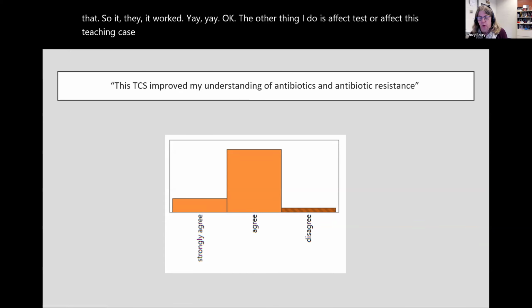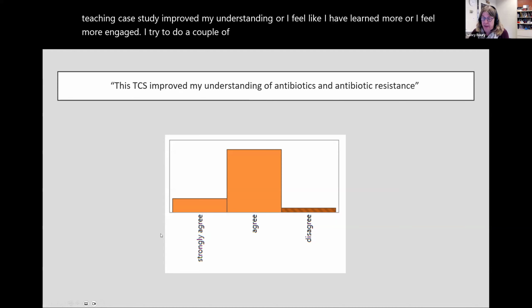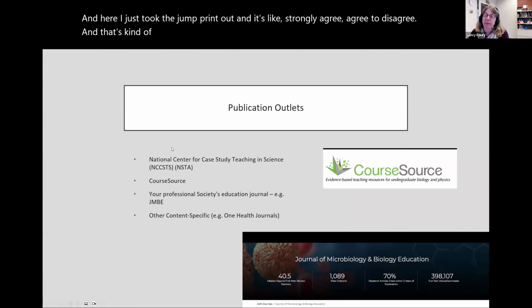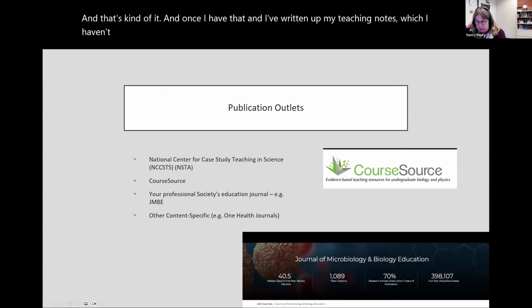Okay, the other thing I do is an affect test: this teaching case study improved my understanding, or I feel like I've learned more, or I feel more engaged. I try to do a couple of those, and here I just took the printout, from strongly agree to disagree. And that's kind of it. And once I have that, and I've written up my teaching notes, which I haven't done yet, I'm going to take it to a publication outlet.